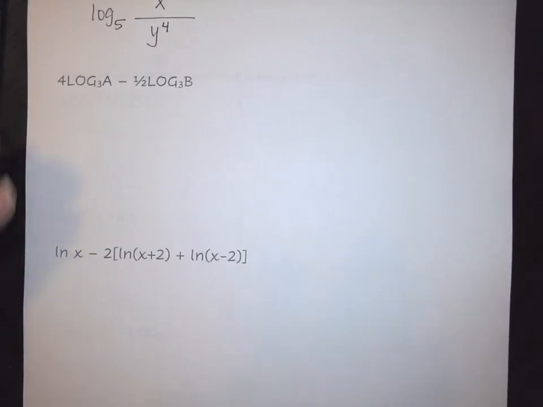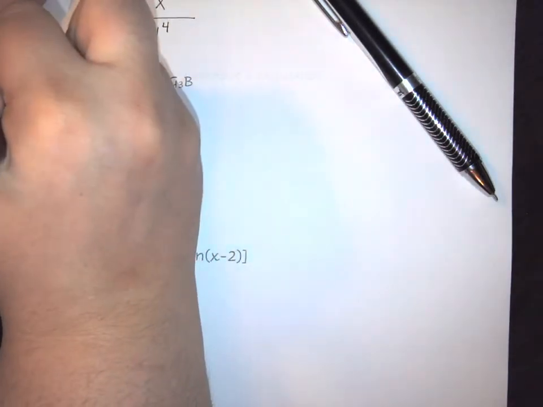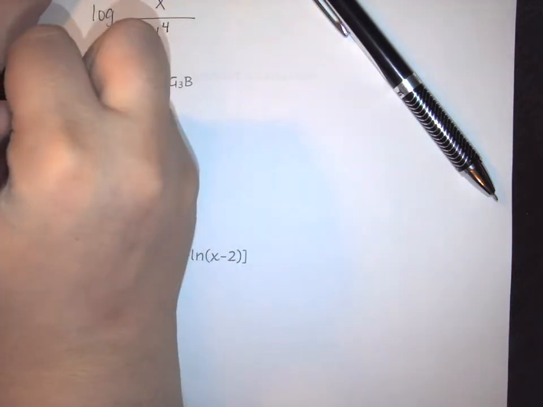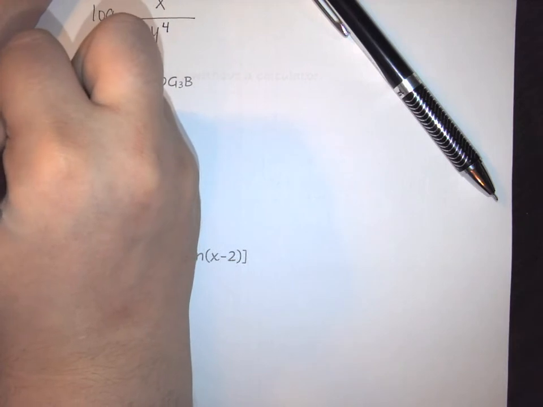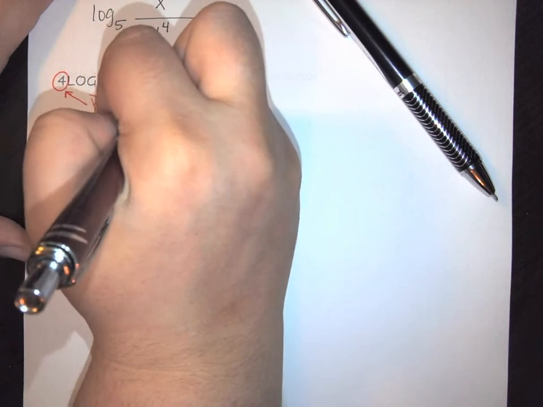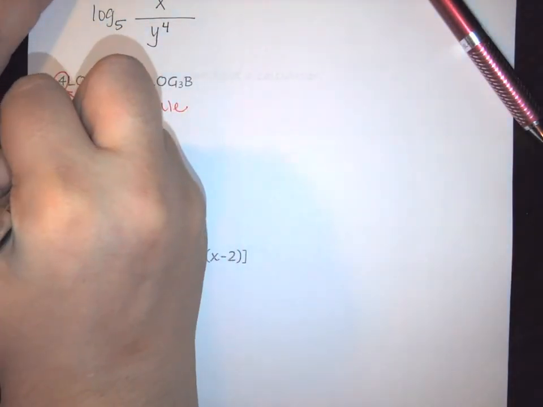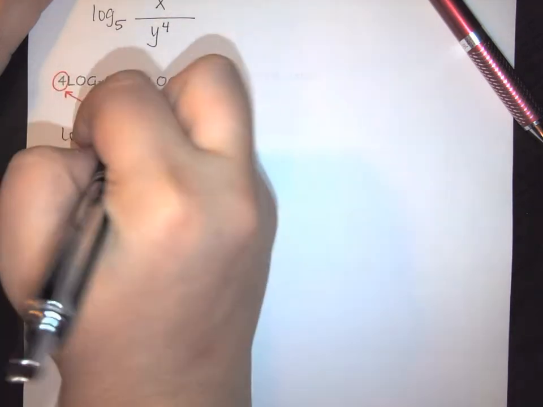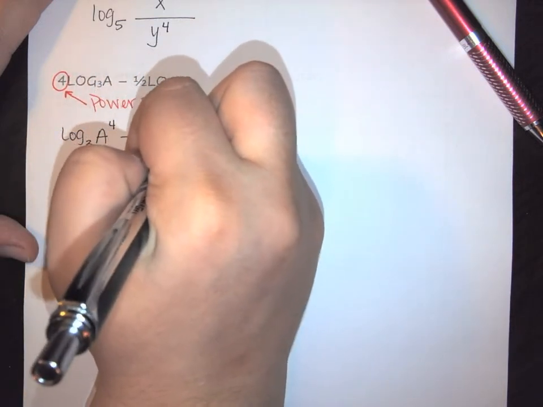Alright, let's try another one. Again, we need to start with any kind of power rules you may have. So I have a power rule here, so that's what this says. This is your power rule. So we're going to go ahead and start there. So this becomes the log base 3 of a to the 4th, and we are going to subtract that from 1/2 log base 3 of b.